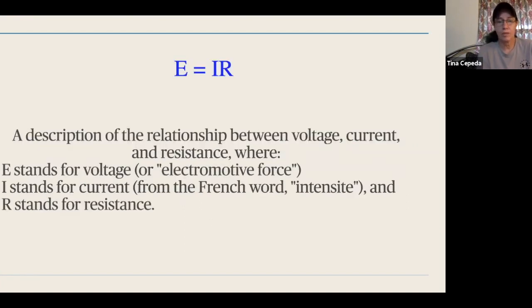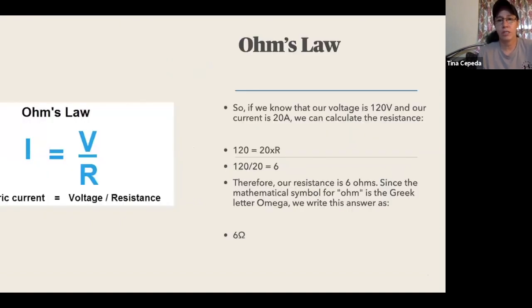So Ohm's law is a description of the relationship between voltage, current, and resistance. The equation for that is E equals I times R. So if you don't know what your voltage is, but you know what your amps and your resistance are, you'll be able to figure this out. So you're going to divide 120 by 20, and that'll give you 6 ohms.